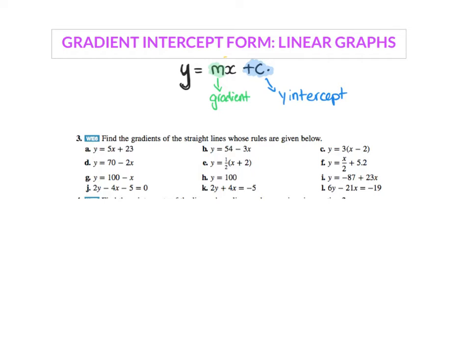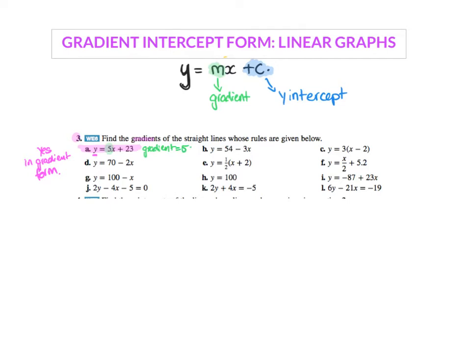So in the question down here, when they're asking us to find the gradient of the straight lines, what we're looking for is, first of all, we see if it is in gradient intercept form. Take, for example, this first one. Yes, it is in gradient intercept form. So that means because there's only one y there, I can read off the number in front of the x as the gradient. So here 5 is the gradient, so I'll write the answer, the gradient equals 5.